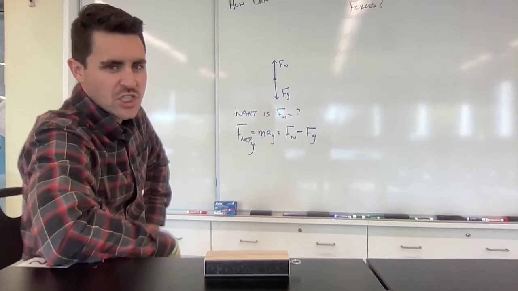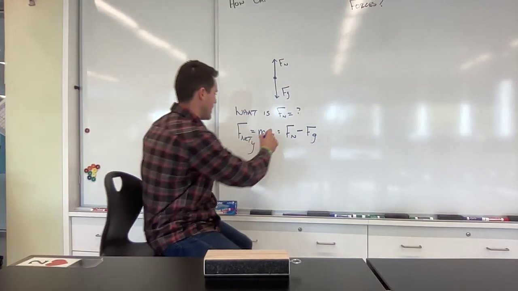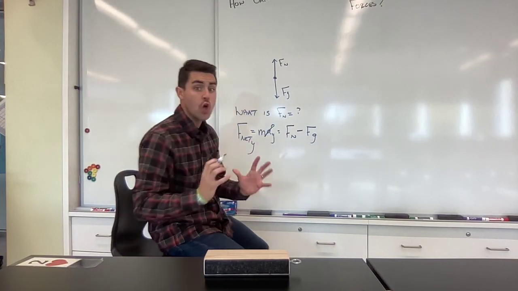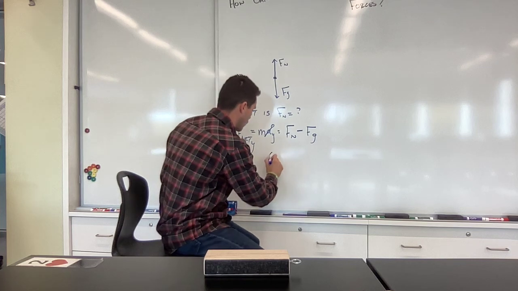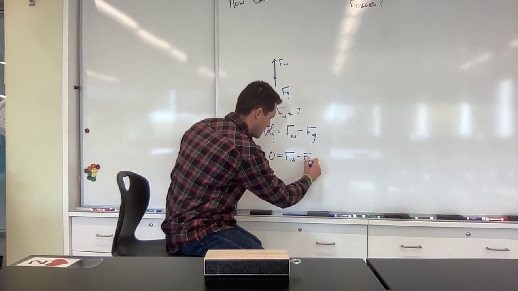So I'm left with this expression here. Given this, what I end up seeing is that, okay, the block sits on the table at rest. There's no acceleration there. Therefore, 0 newtons is the net force. So I can go ahead and write it this way.